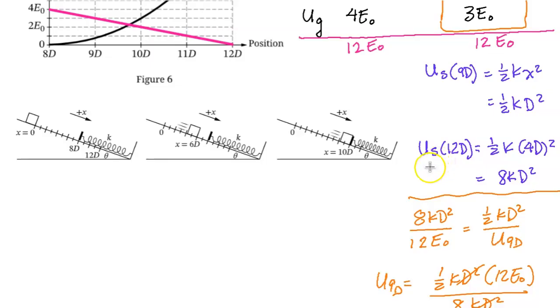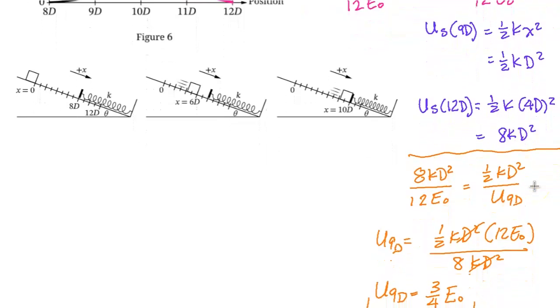And then we know that the spring potential energy for 12D is equal to 1 over 2 k, and at 12D, it's compressed 4D amount of distance. So it's going to be 4D squared. And 4 squared is 16. 16 divided by 2 is 8. So we get 8kD squared.